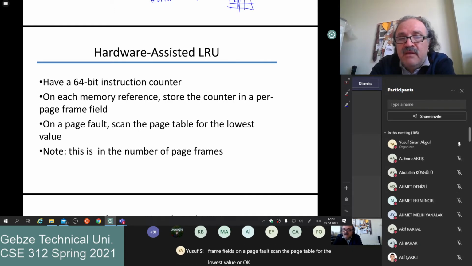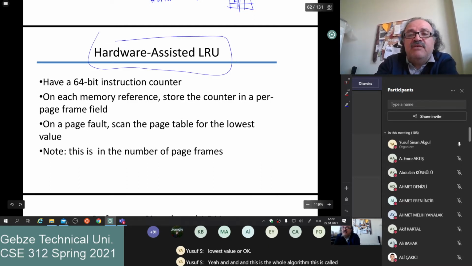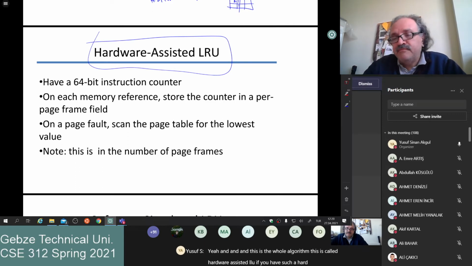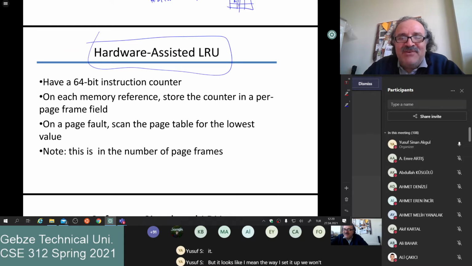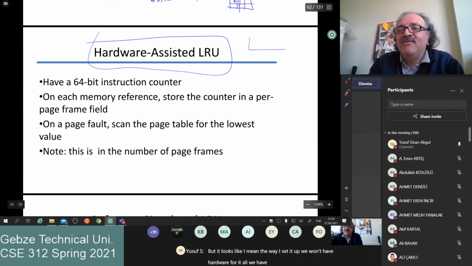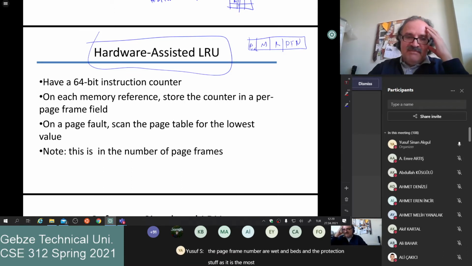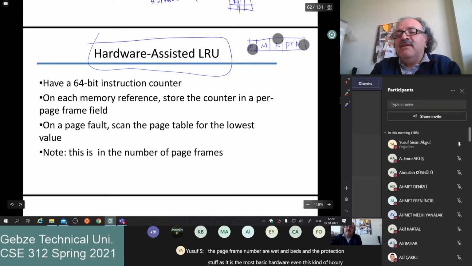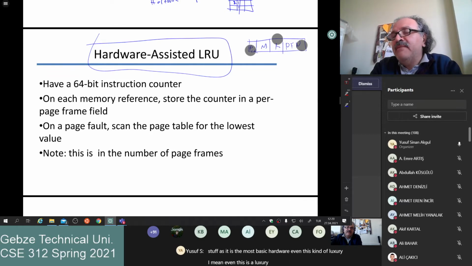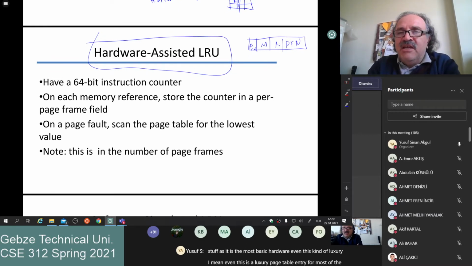This is the whole algorithm. This is called hardware assisted LRU. If you have such hardware, then use it. But the way I set it up, we won't have hardware for it. All we have for each page is the page frame number, RBIT, MBIT, and the protection stuff. That's it. It's the most basic hardware. Even this is kind of a luxury page table entry for most hardware, especially the PCs of the 1980s and 90s.